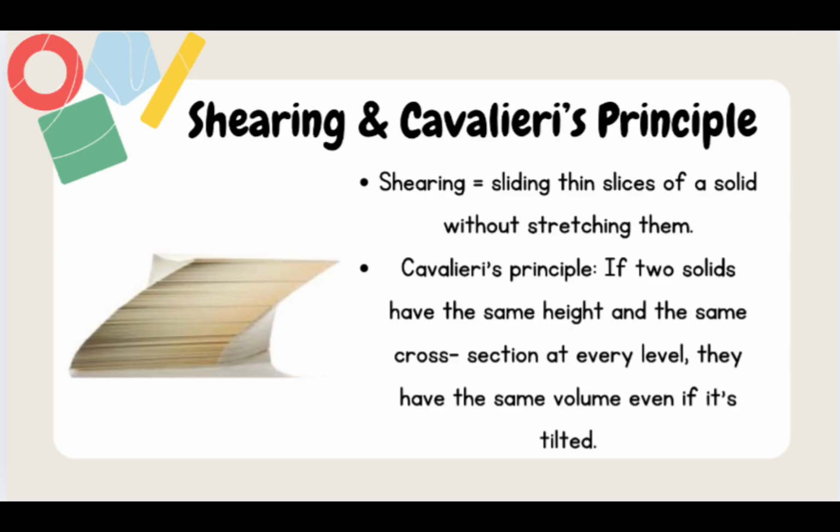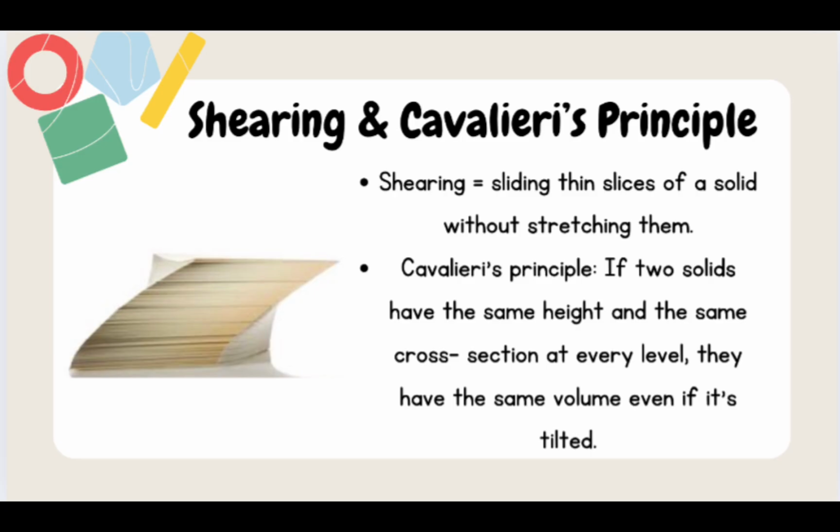Now we're looking at shearing and Cavalieri's principle. Shearing is sliding thin slices of a solid without stretching it. And Cavalieri's principle is if two solids have the same height and the same cross-section at every level, they have the same volume, even if it is tilted.